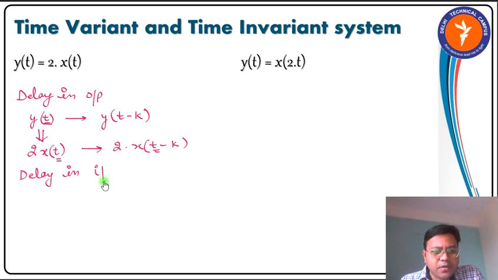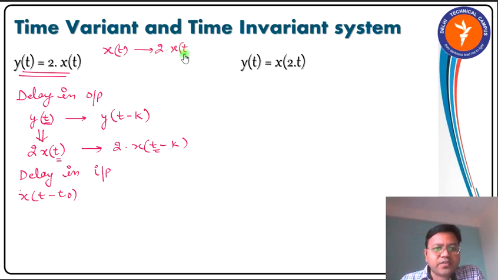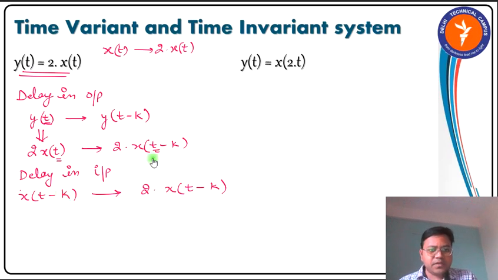Delay in input, that is, instead of x(t), we will input x(t - t0). So this expression is saying that if we are inputting x(t) in the system, then the output is 2 times x(t), and if instead of x(t) we are inputting x(t - t0), then in the output we will get 2 times x(t - k). Oh sorry, this should be t0, or let me consider this k.